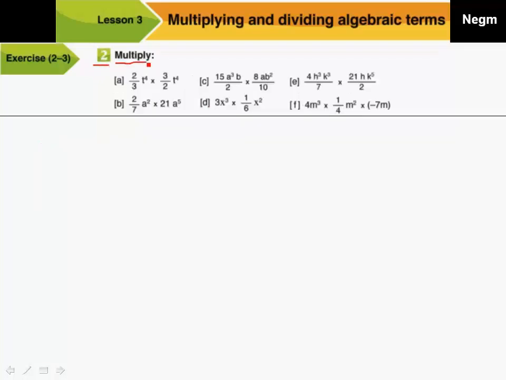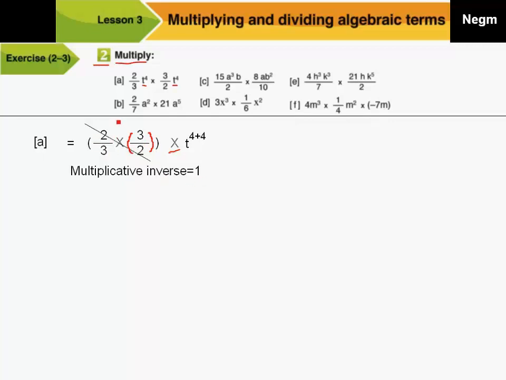Number 2, multiply. A, we have to multiply 2/3 times 3 over 2, together, multiplied by t to the power 4 times t to the power 4. We have to add the powers because the base is the same, so it will be t to the power 4 plus 4. This is 2 over 3 and this is 3 over 2. So this is the multiplicative inverse of that one. A number multiplied by its multiplicative inverse is equal to 1. So this will equal 1.